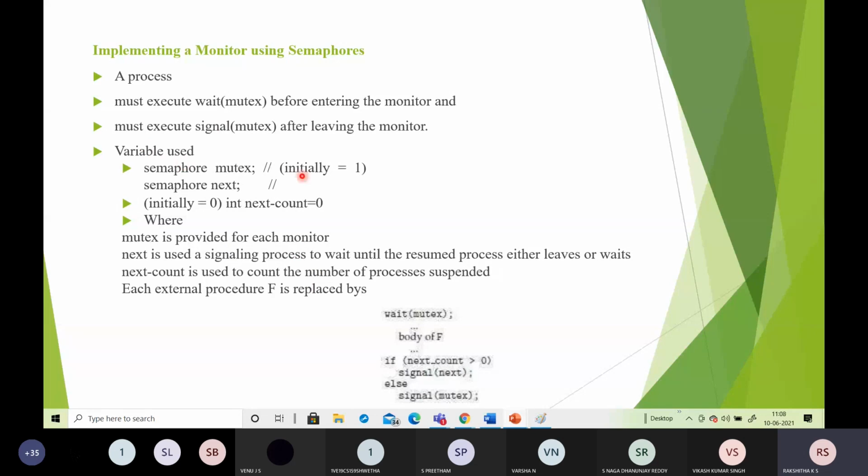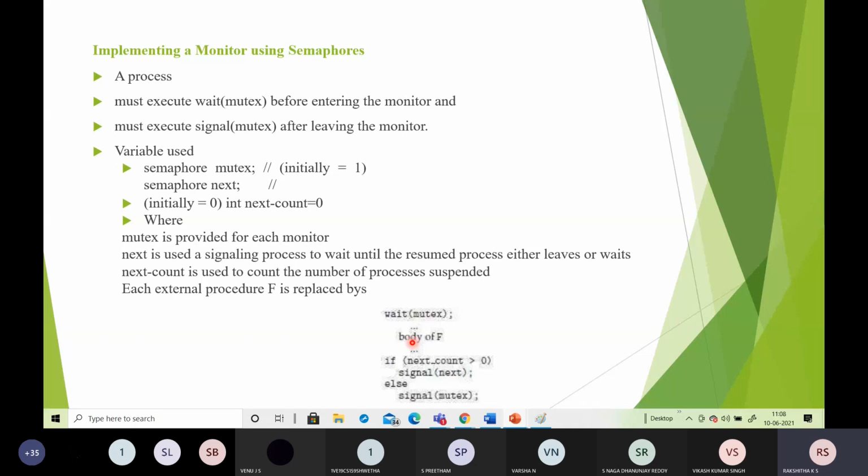Here, what are the variables we have used with the semaphore? Semaphore mutex, initially the mutex value is equal to 1. Next, semaphore next: once a process has completed its task in the critical section, it moves on to the exit section. That value, when it comes out from the critical section, is the next count, and its value is equal to 0. This is how the procedure looks.